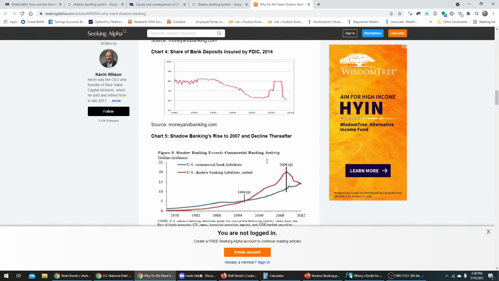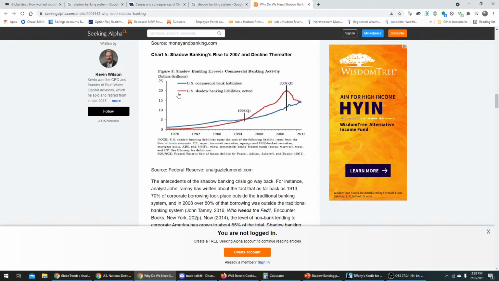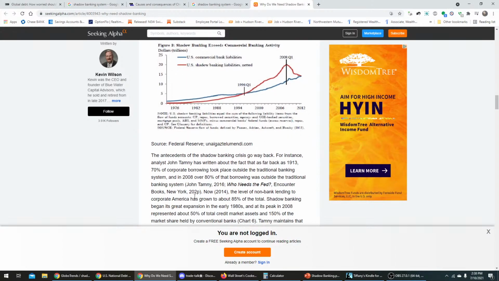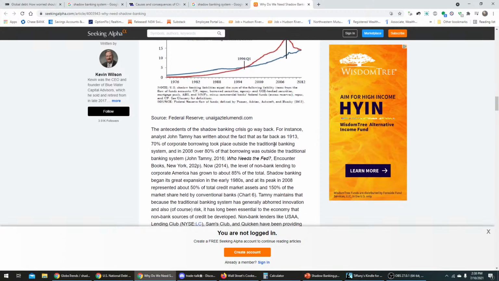But okay, so shadow banking peaked in 2009 and declined after. We see 1993 quarter 1, the expansion, and then contraction. For instance, here's a fact: by 1993, 70% of corporate borrowing took place outside the traditional system. So that's what I meant earlier. They don't want to do it the traditional way. They want to do it outside the system because there are no rules, and they like that.